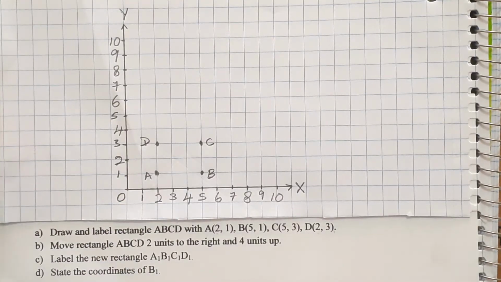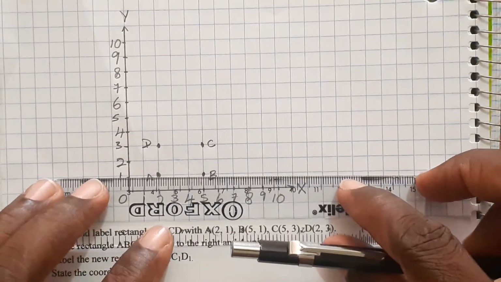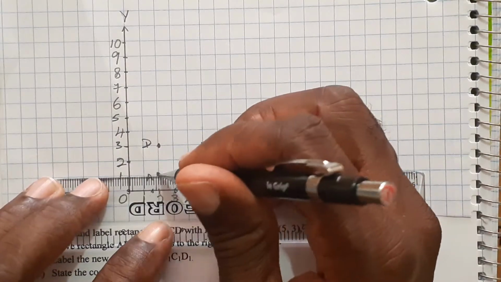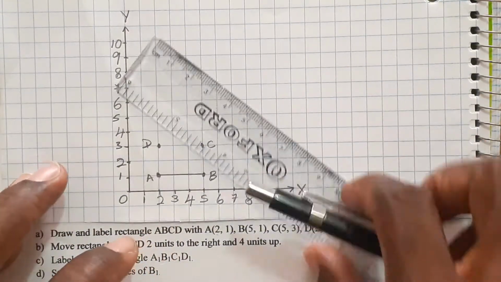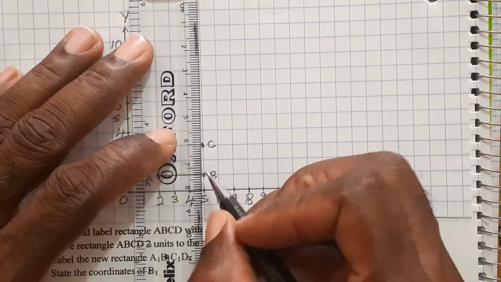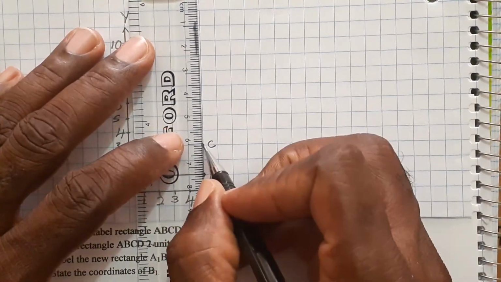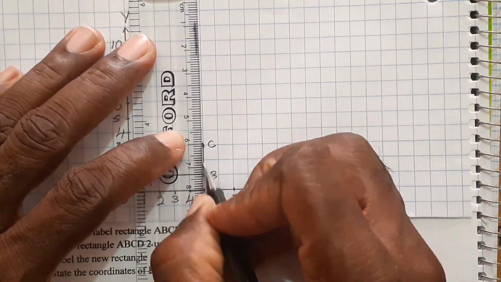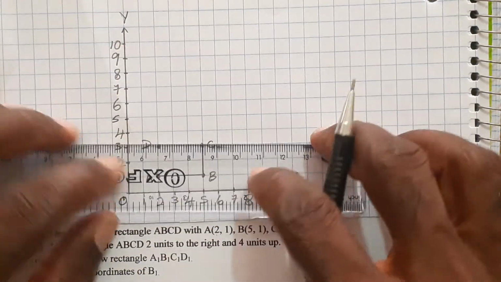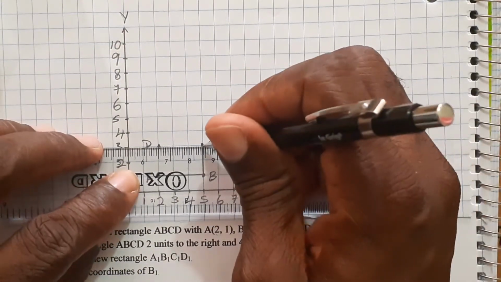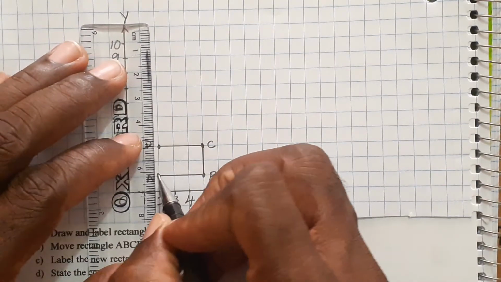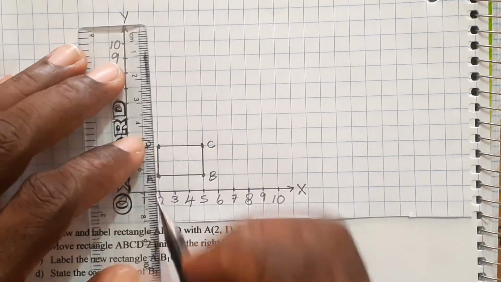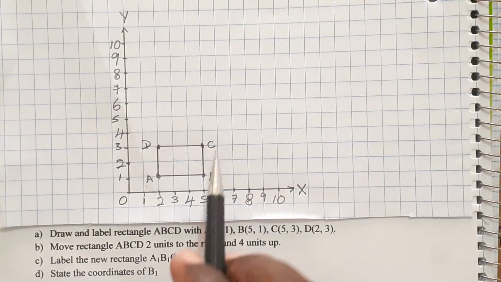We take our ruler, we join the points. So from A to D, we join point A to point D. This is the first side of our rectangle. Then B to C, then C to D, and D to A, which gave us our rectangle ABCD.